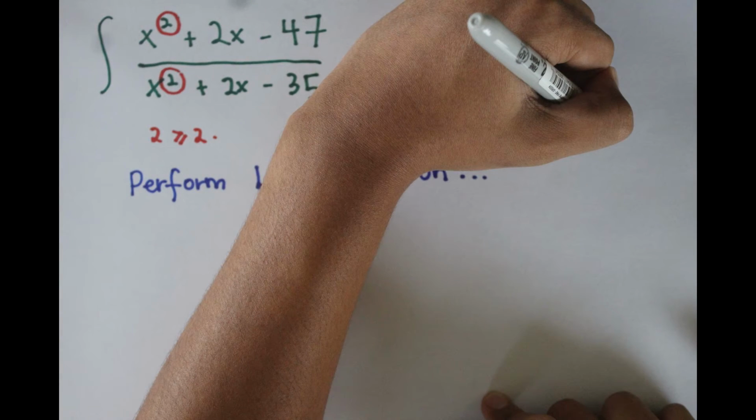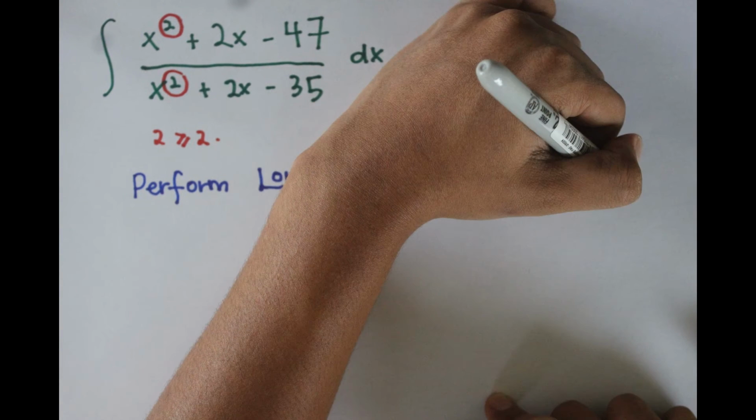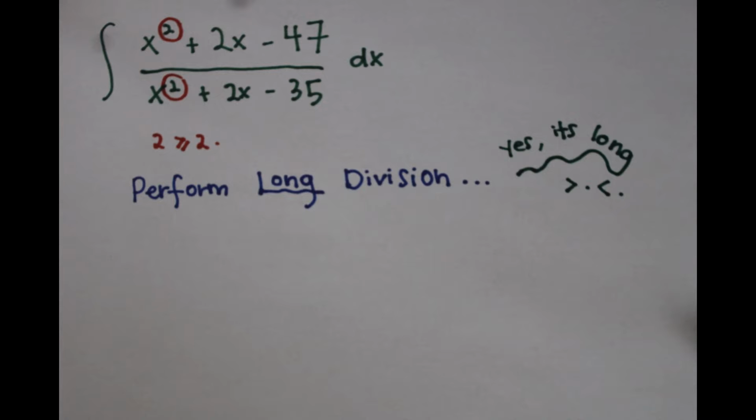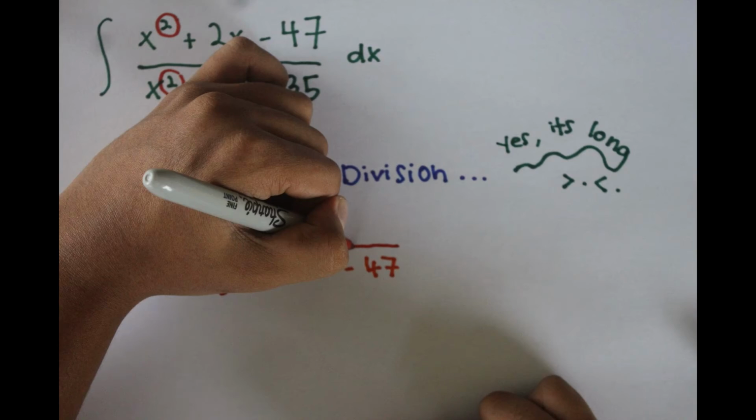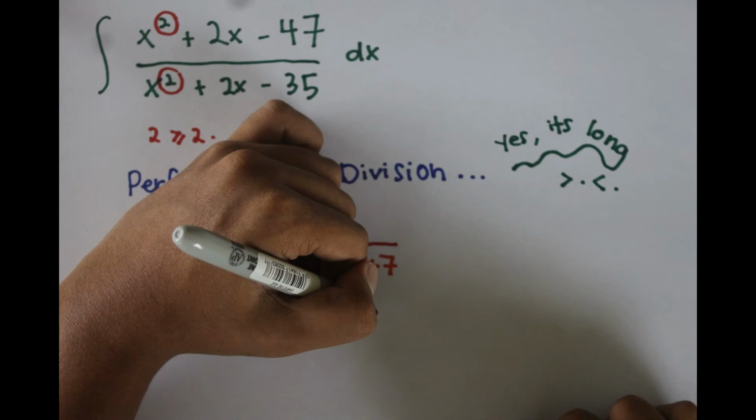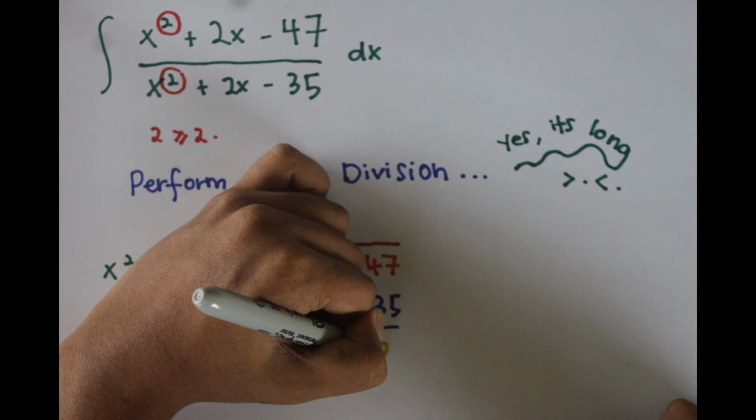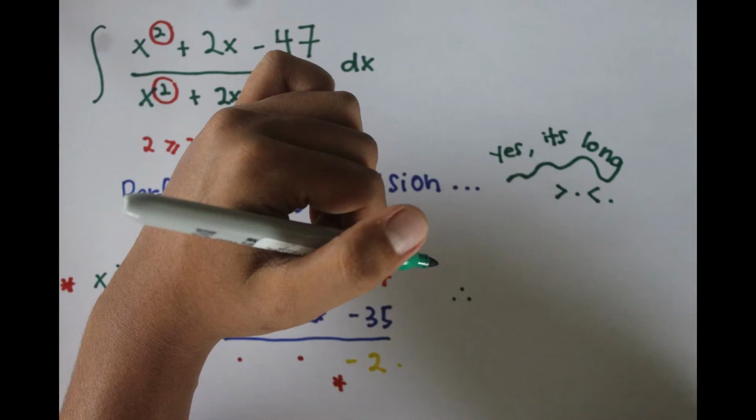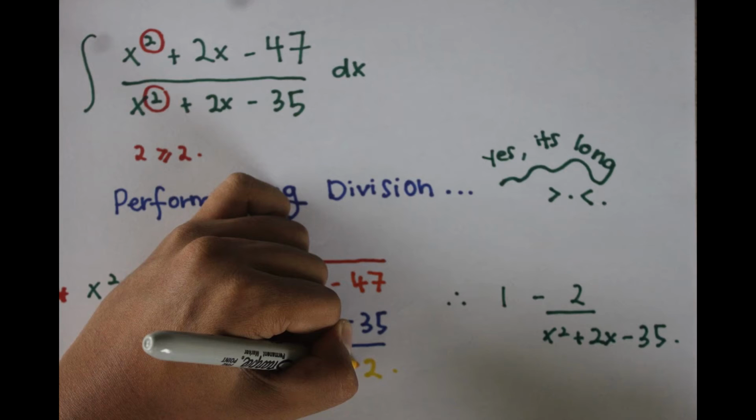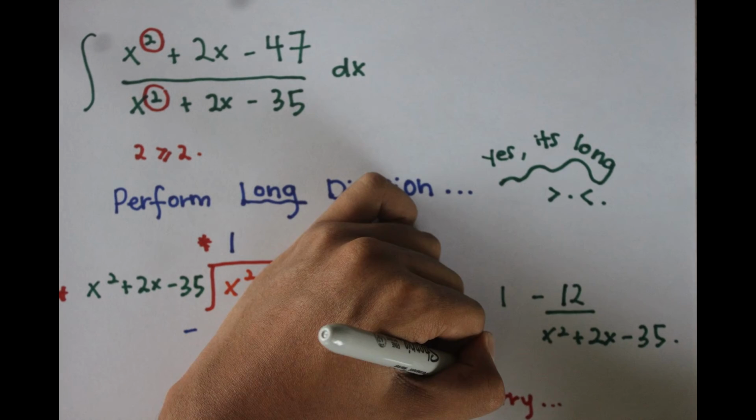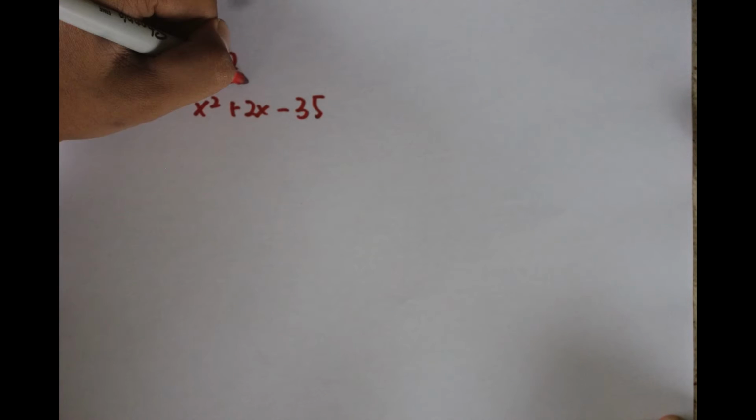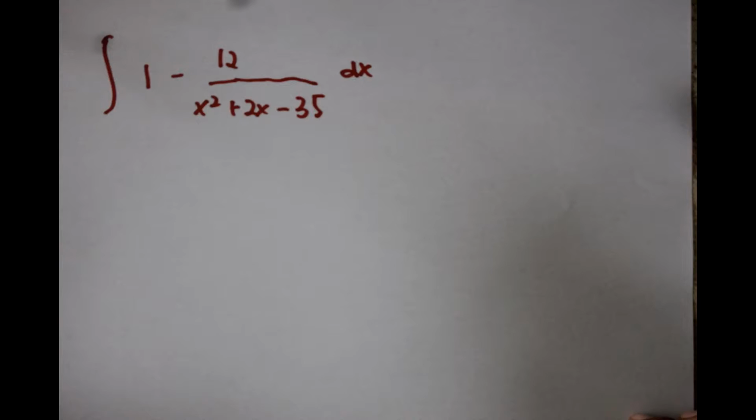You have x squared plus 2x minus 47 over x squared plus 2x minus 35. As you can see, the highest degree of the numerator and the denominator are equal, which is 2. From here, you get 1 minus 12 over x squared plus 2x minus 35. This part of the equation, you can perform partial fractions as you did previously on the last two lessons you learned. This one, in particular, is the linear partial fraction.